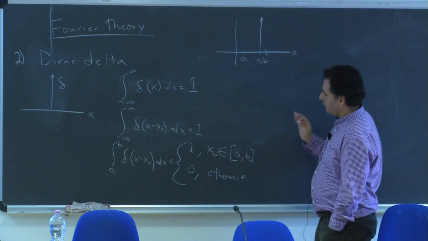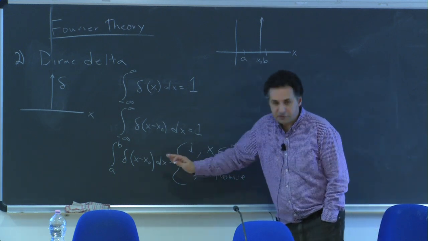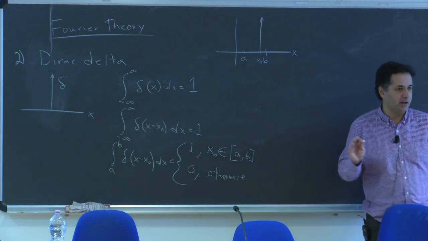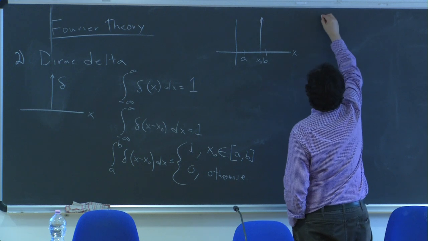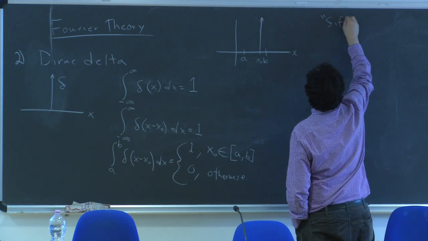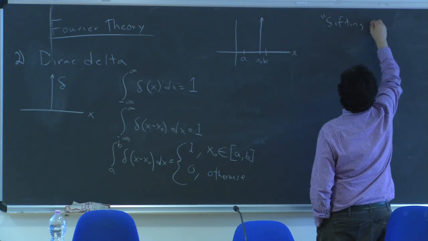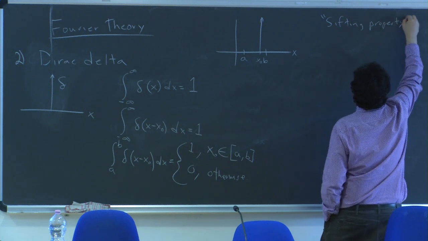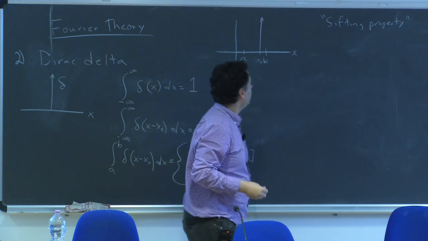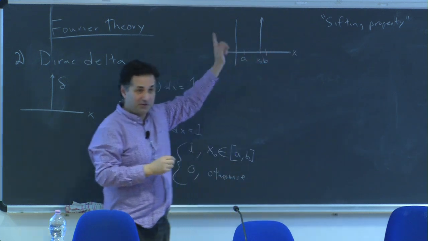And the delta function has a very important property that is the reason why we always use it, which is what's called the sifting property. A lot of people say, no, it's shifting property. No, it's called sifting property.